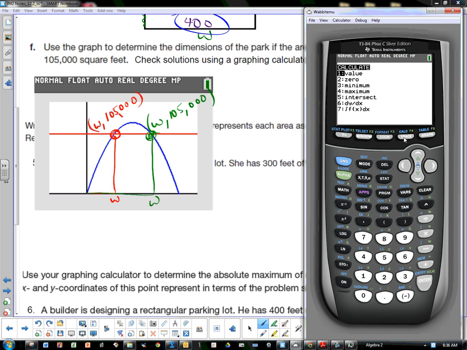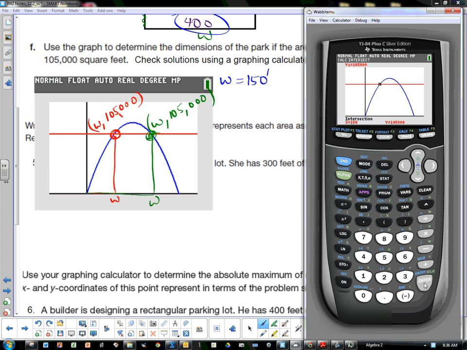Second trace, second calc, right? And then we're going to find the intersection number 5. And it says first curve, then enter. Second curve, enter. One more time. Here we go. The width would be, in this case, 150. Yeah. So we've got the width would equal 150, and I believe we were working with feet.